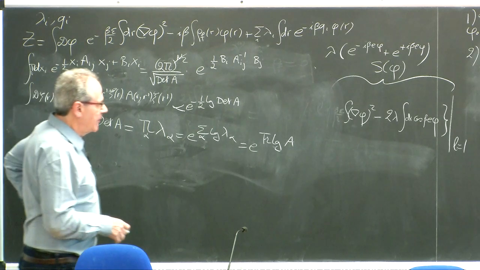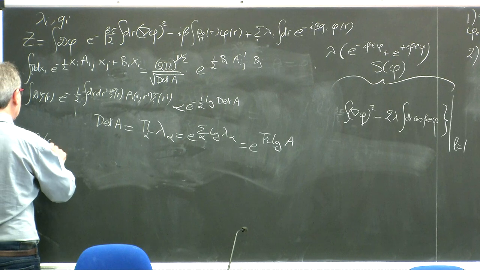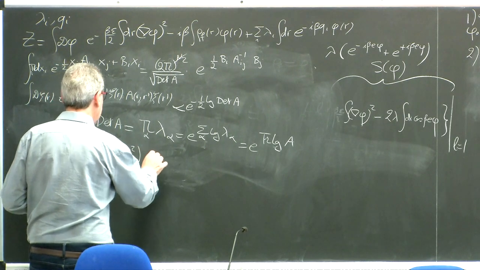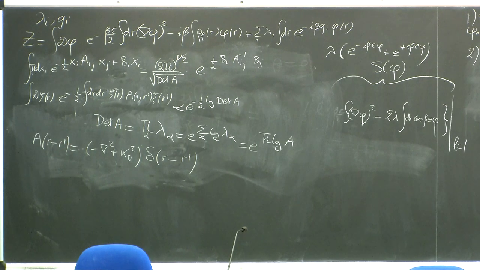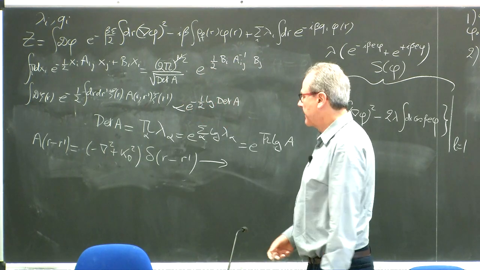Okay, just to finish this, this is the operator A, which you can write as A of r minus r prime, which is minus Laplacian plus κ_D squared times delta of r minus r prime. If you put it in, that's what you have. Therefore, the eigenvalues of these operators are obtained by Fourier transforming. When you have any operator A of r, r prime that is a function of r minus r prime, its eigenvalues are just the Fourier transform of A of r minus r prime.